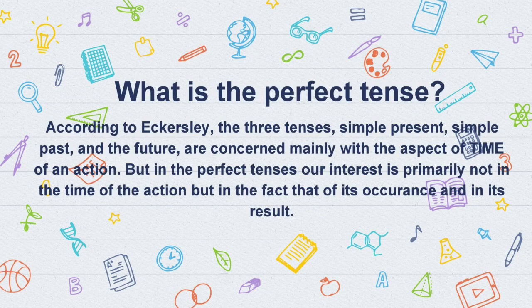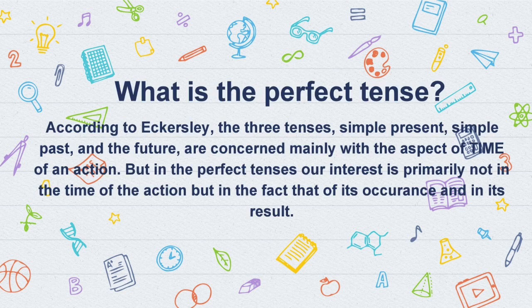What is the perfect tense? According to Eckersley, an expert in grammar, the three tenses, simple present, simple past, and future, are concerned mainly with the aspect of time of an action. But in the perfect tense, our interest is primarily not in the time of the action, but in the fact of its occurrence and in its result.